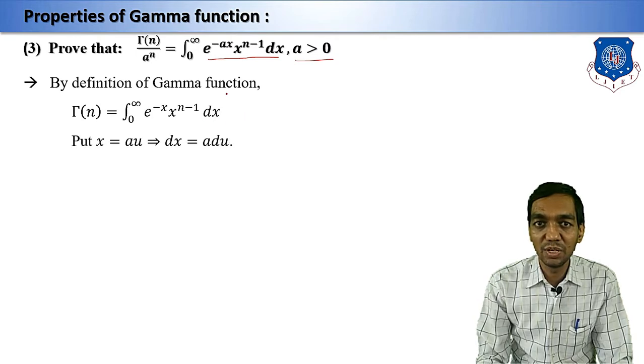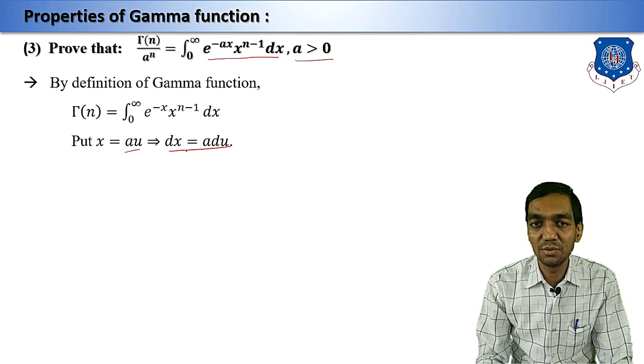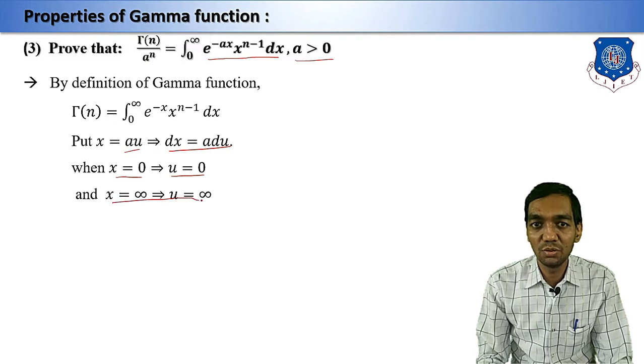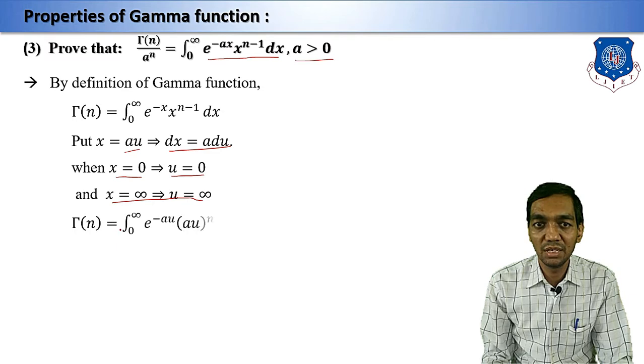Correct? Now replace x by au, and that will give you dx is equal to a du. If you put this, then when x is 0, u is 0. Correct? And as x tends to infinity, u also goes to infinity. So the limits remain the same, from 0 to infinity, e raised to minus au into au raised to n minus 1 into a du.